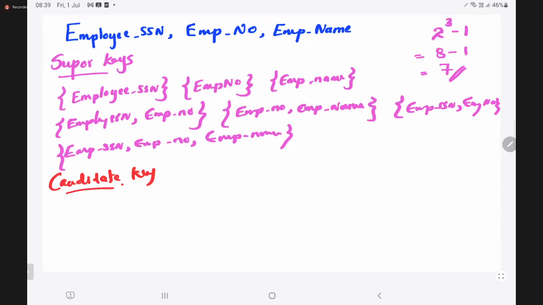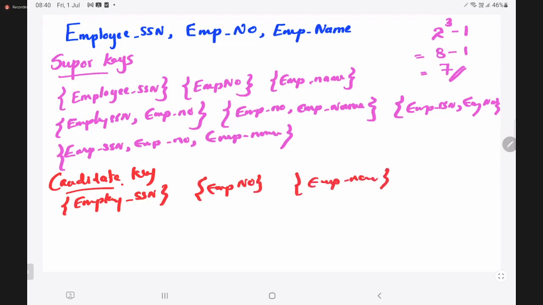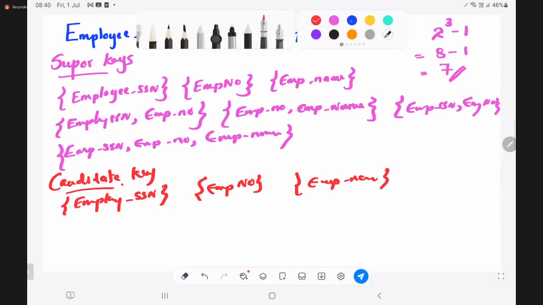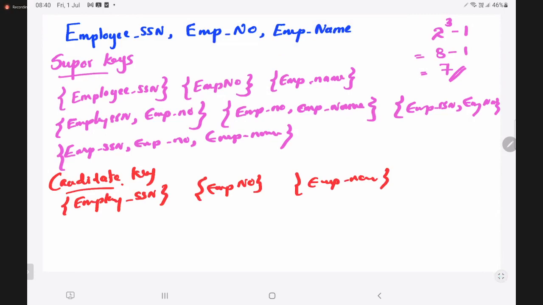Employee SSN, employee number, employee name. Right, these are the candidate keys. Very good. Employee SSN, employee number, and employee name. These are the candidate keys. Very good. The minimal subsets. And the last one is the primary key.